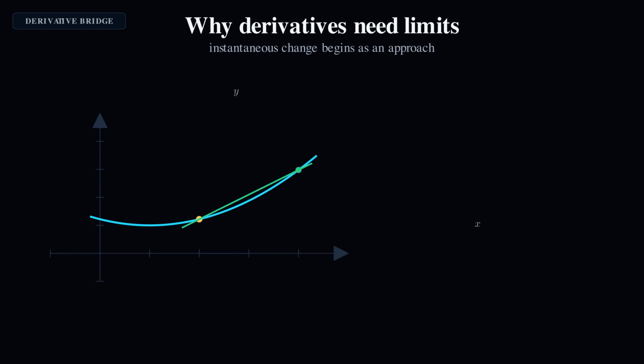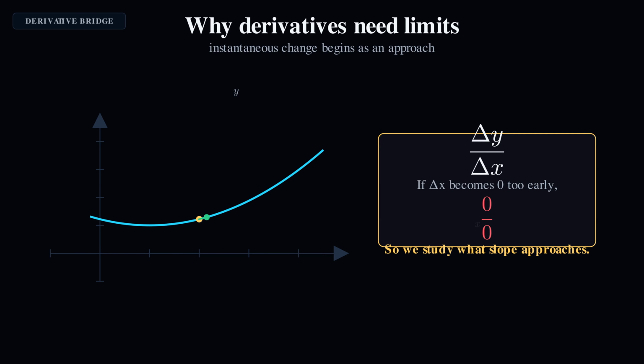Now return to calculus. Average rate of change uses 2 points. Instantaneous rate of change needs 1 point. If we force the 2 points to become equal too early, the change in x becomes 0, and the change in y also becomes 0. That creates 0 divided by 0. So we let 1 point approach the other. Then we ask what the slope approaches. That approaching slope is the beginning of the derivative.